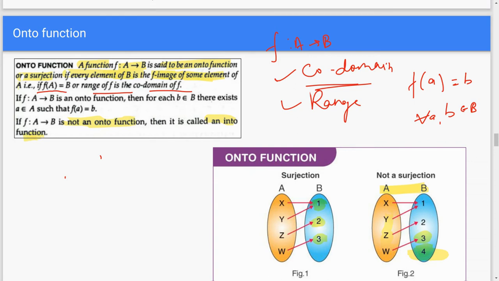But obviously, for an onto function, you have to find a point in A for every point in B. If that point is related to A, that is an onto function. But if you find any point in B that is not related to A, then it should not be called an onto function. It should be true for every point in B.